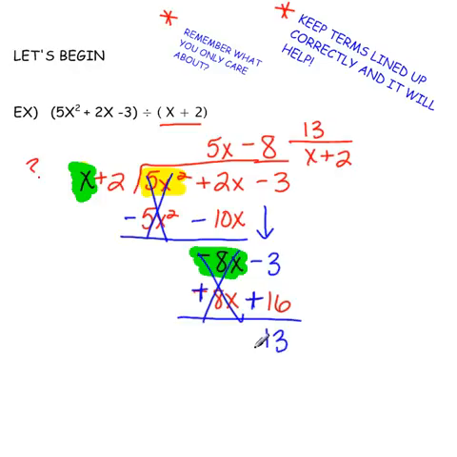Our sign of our remainder is positive, so we will be adding that on. This is what your answer looks like. For example number 1: 5x minus 8 plus 13 over x plus 2. All right, let's go again.